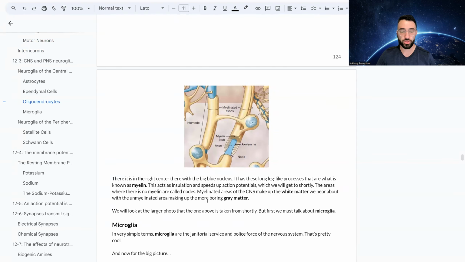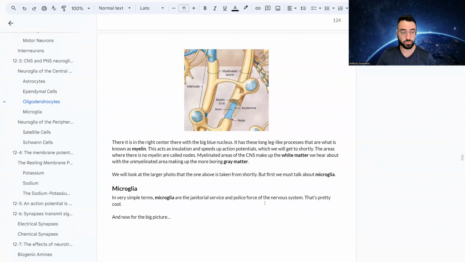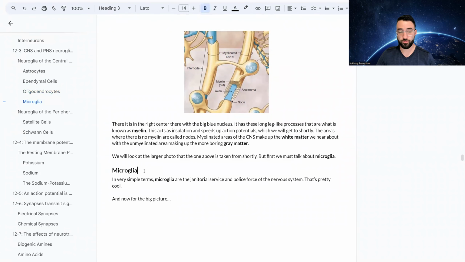The area where there's no myelin is called the nodes. You can see that in the blue here. The myelinated areas are known as the white matter of the nervous system. We'll look at the bigger picture in a second. Like I said before, the microglia are the janitorial service and police force of the nervous system.